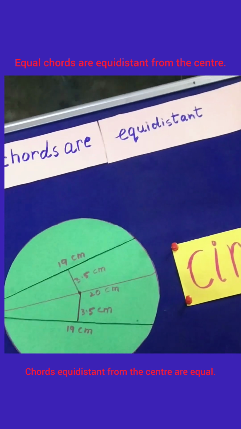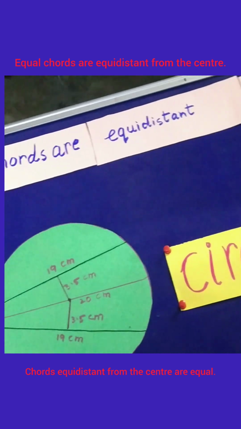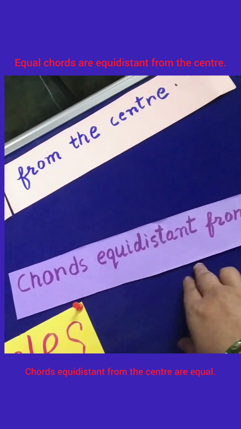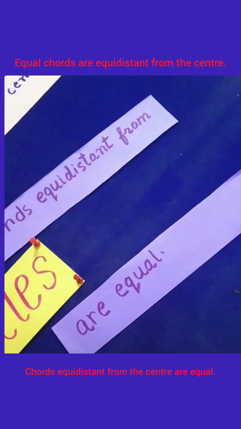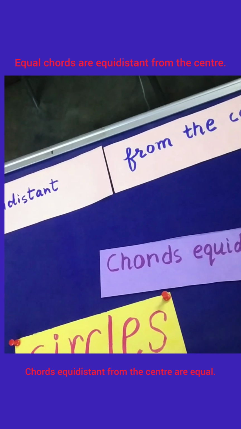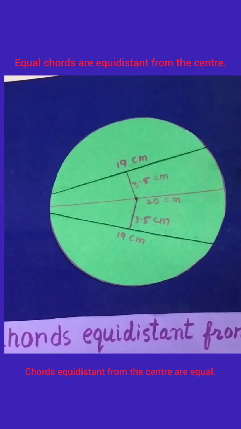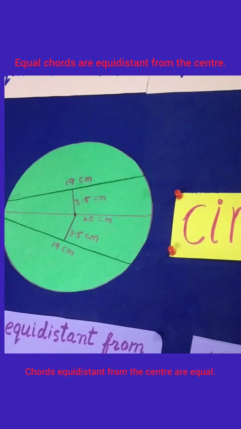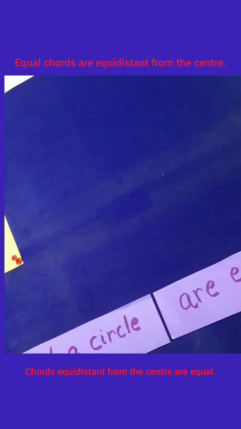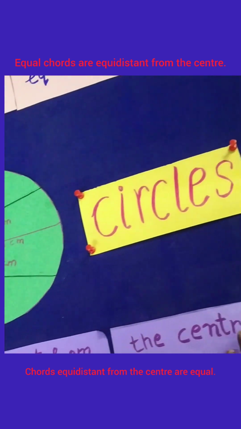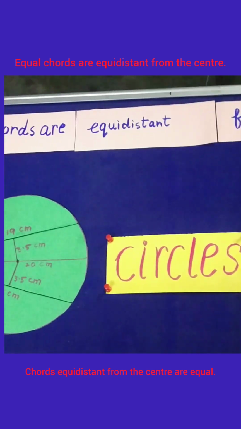Right. And now the second one, if the chords are equidistant, then the chords are equal. So chords equidistant from are equal? No, from the center of a circle are equal. Yes, right. So we have to arrange it like next. First is chords equidistant from the center of a circle are equal. Means when chords are equidistant from the center of a circle, they are equal. Right. So we have arranged both.